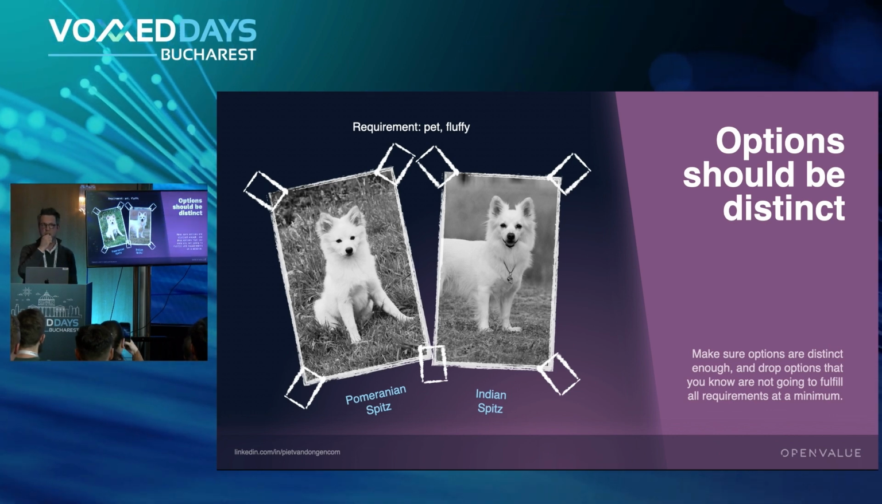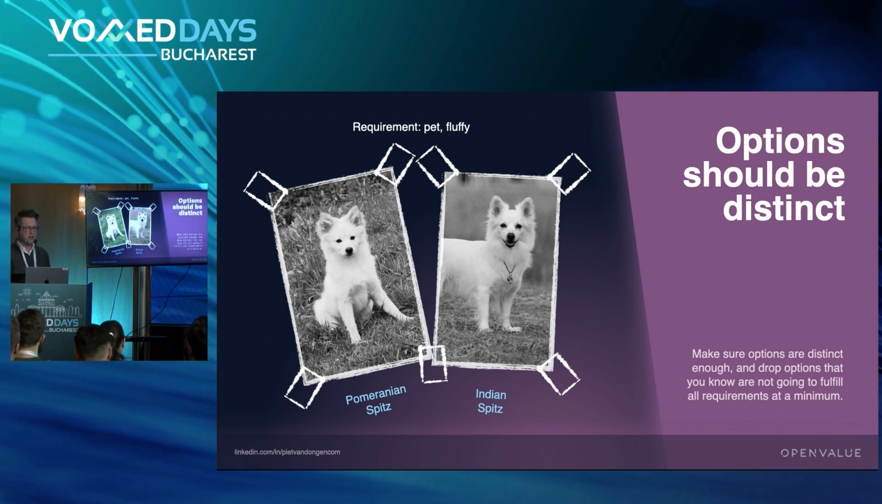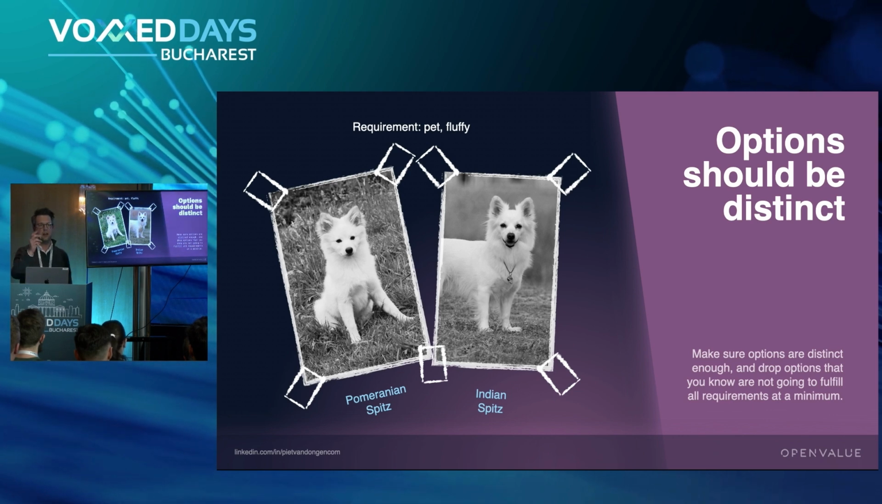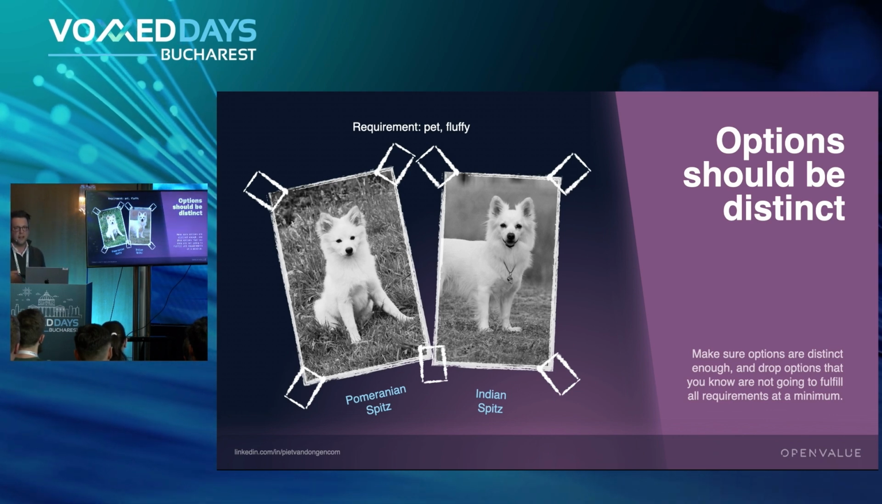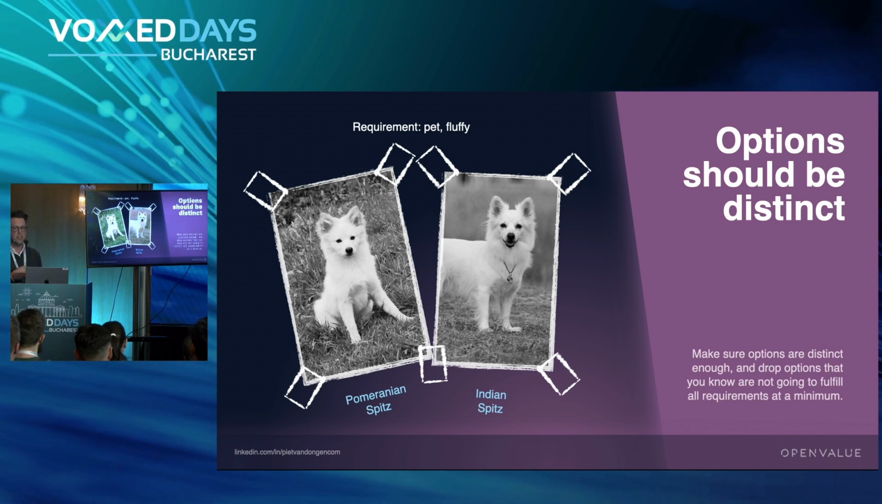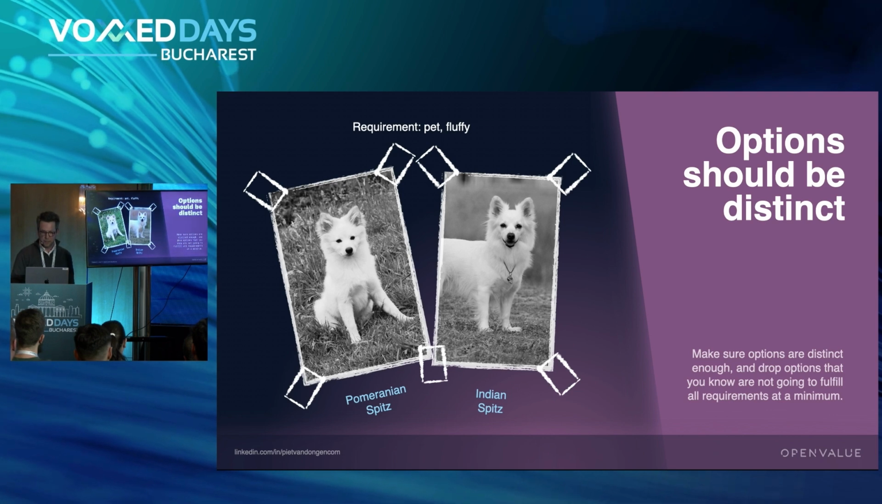So don't write down options that are all very similar. So if the requirement is get a fluffy pet, don't give me these two as an example, because they are too similar. Give me a hamster and a cat, for example. Those are distinct, and they have very distinct properties that I can compare to my requirements.